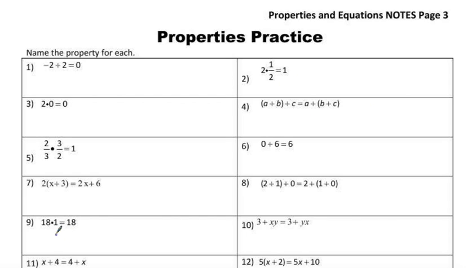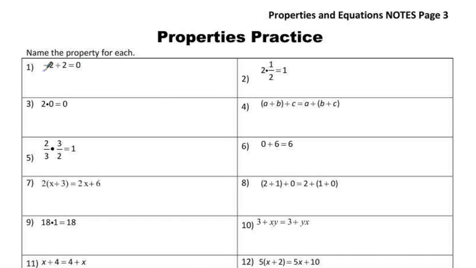So if we look at the next page, we're going to go through and we're going to name these properties, and you can use your other page for assistance. But make sure that you know whenever you take a quiz or a test, you're not going to be able to use that page. So it says name the property for each.